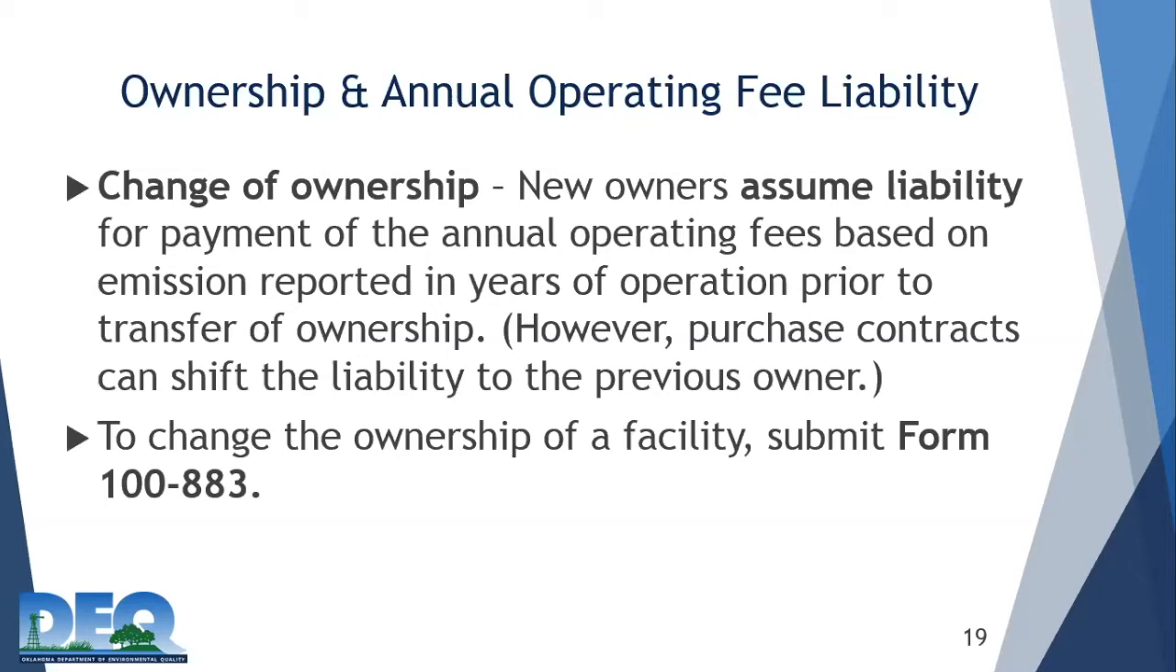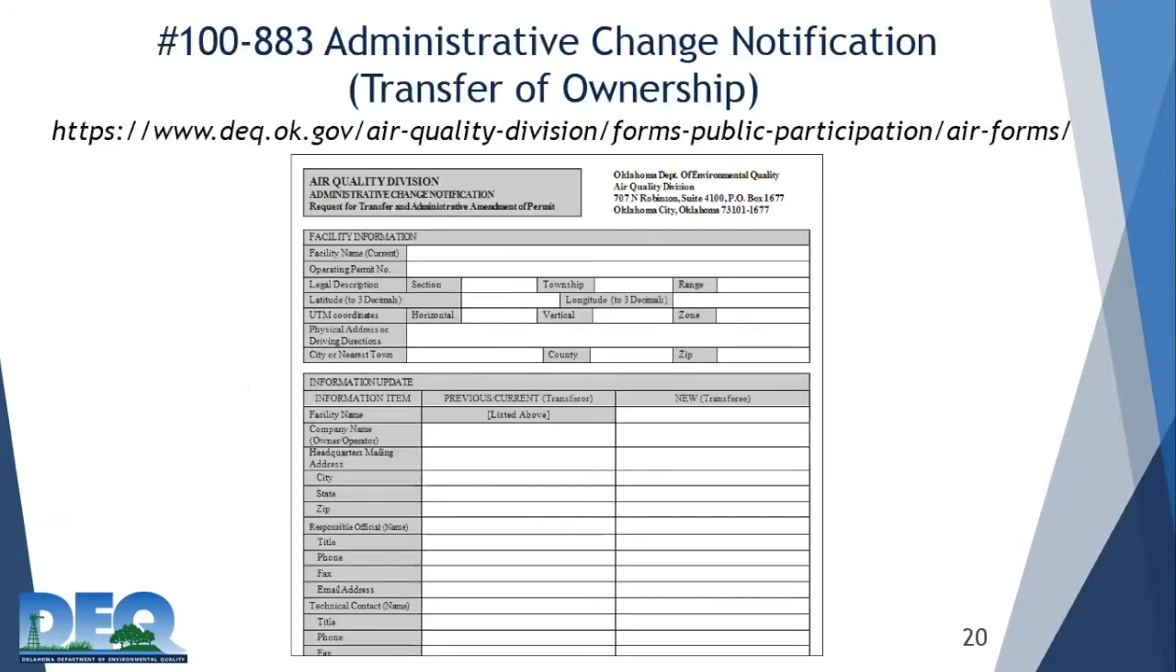So to change ownership, you can submit form 100-883, and that looks like this. The previous owner fills out all of their information. The new owner fills out their information. Both parties need to sign it. And you can submit that to us.